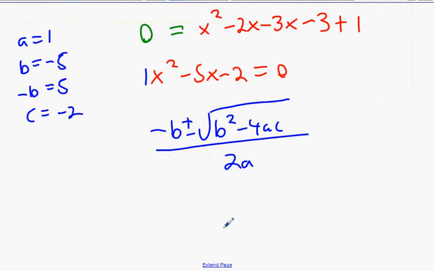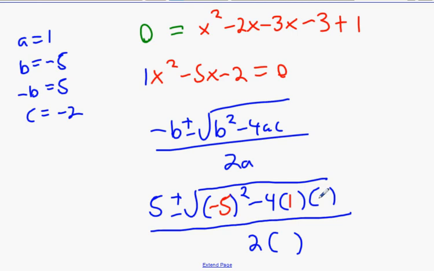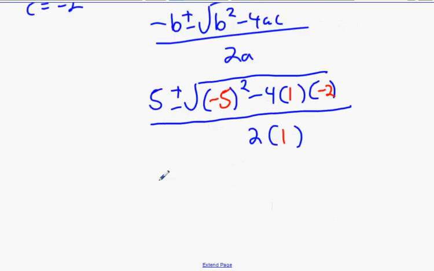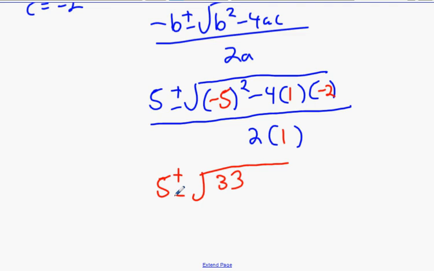Okay, so now we're at this stage here. So we're going to write down minus b is 5 plus or minus the square root of, and then we're going to have a bunch of empty brackets. Now what? Minus 5, 1, and minus 2, 2 times 1. After that, guys, 5 plus or minus. Put all that into the calculator, what do you get? Anybody know? So it's root 33 all over 2.